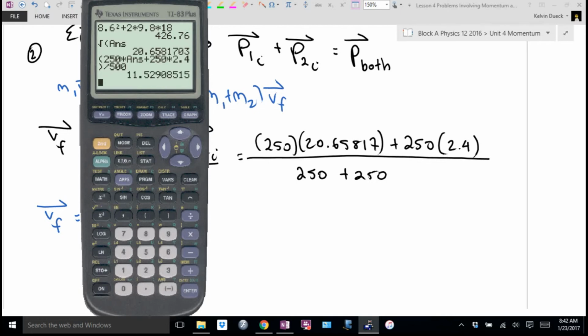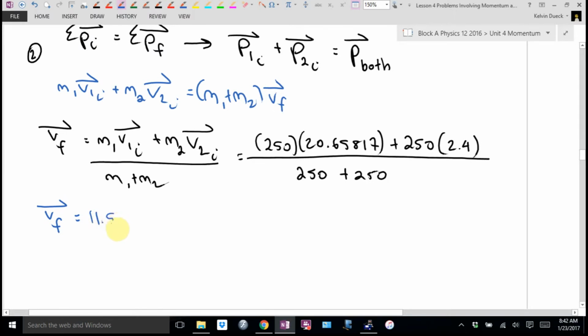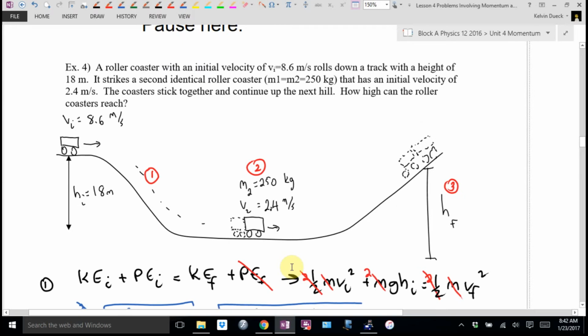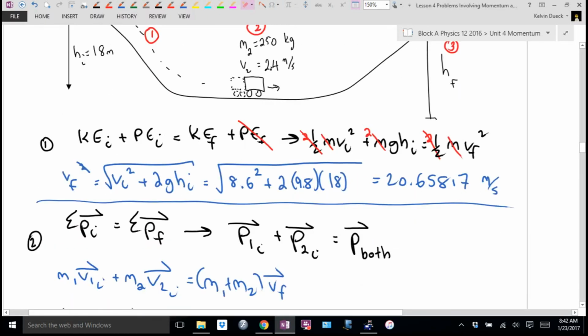Do you get 11.5291? I'll write 11.53, but I'm going to keep this number on my calculator as well. Now what? Next step. We're going to go up the hill. Did I say up the hill? I think that means for step 3, there's going to be a change in height and a change in speed and a curvy path. I think this is a job for conservation of energy.